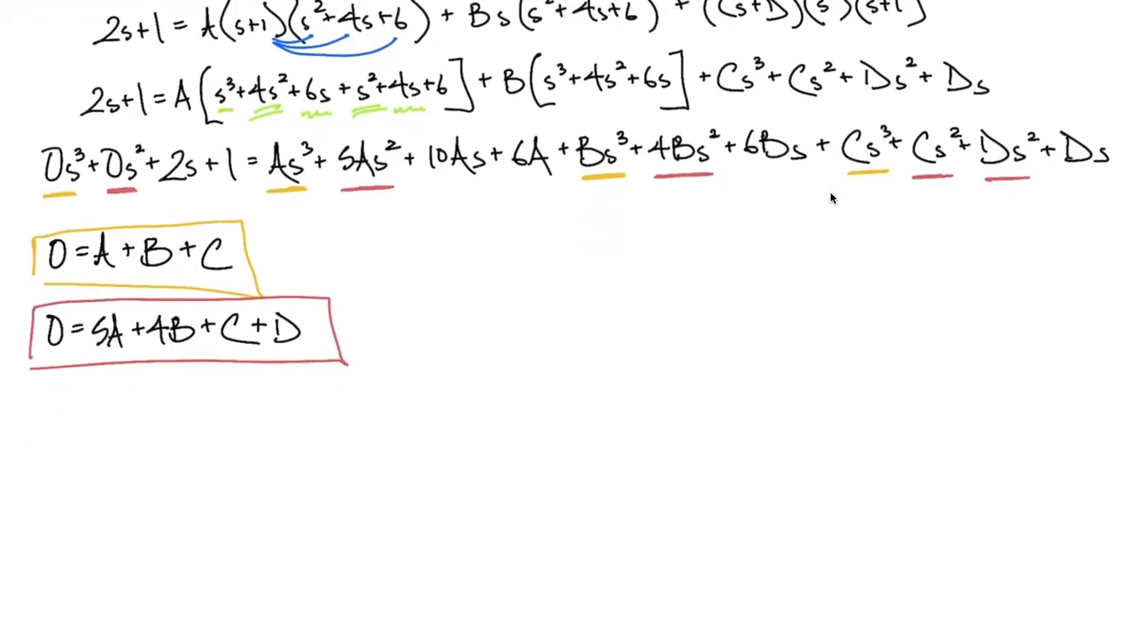All right, we've got the linear term. So 2s equals 10as plus 6bs plus ds. Notice there's no c term this time. So we've got 2 equals 10a plus 6b plus d.